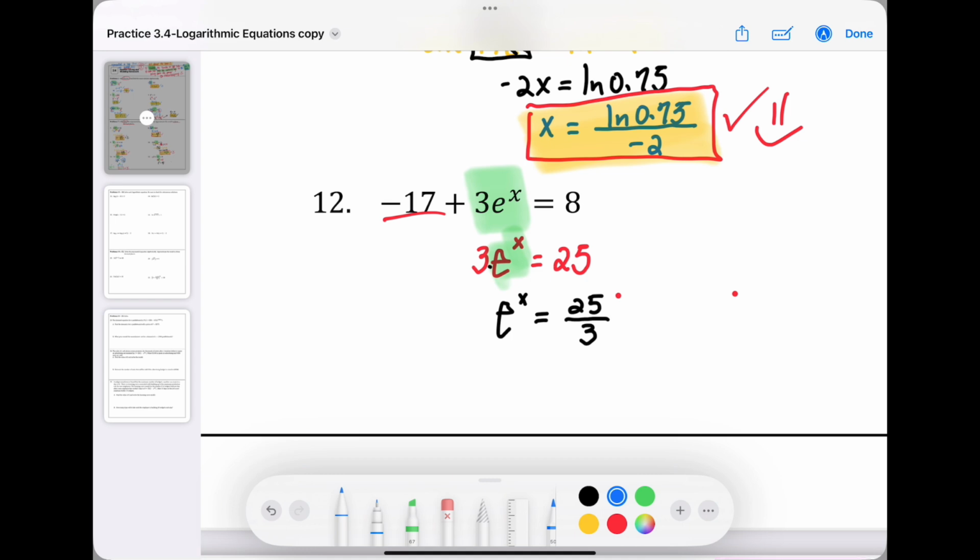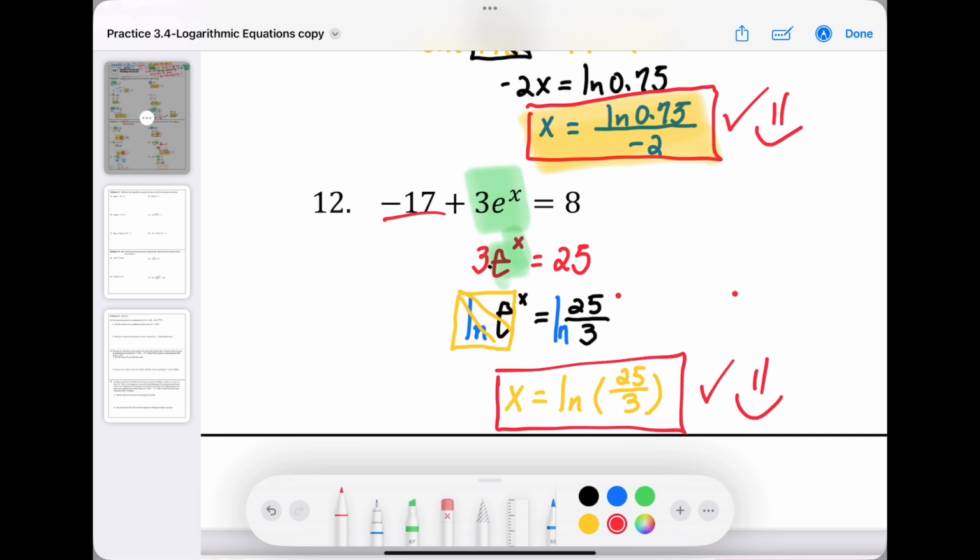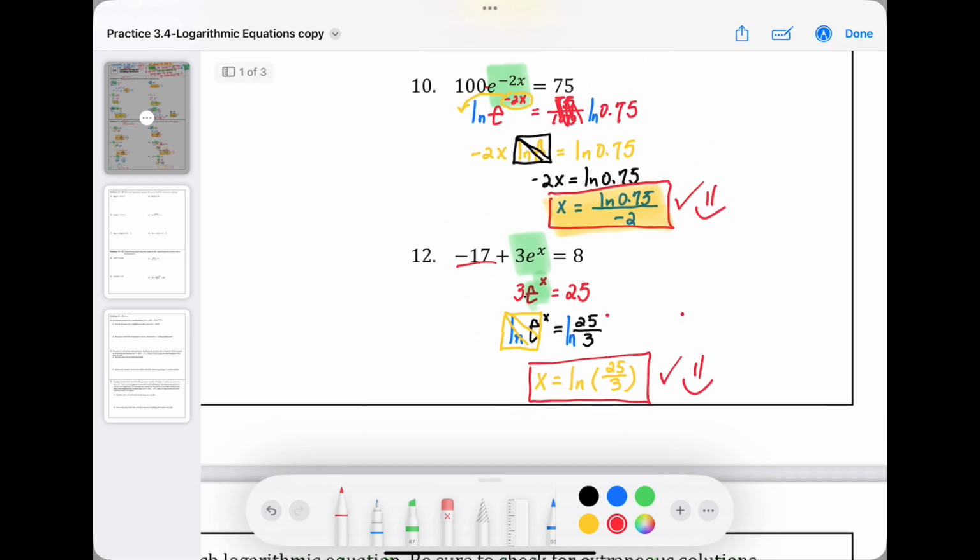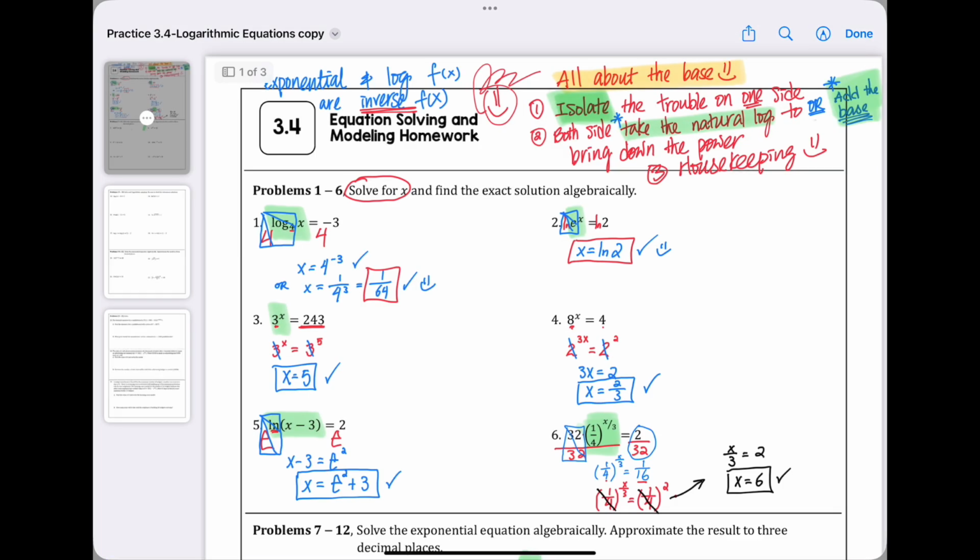Therefore, because it's an exponential function, I need a log function to undo it. So I take the natural log on both sides. And what do you see? The base is the same, so they cancel out. So natural log and e will cancel out. What you see is what you got. You got x is equal to, now activate your eagle eye, natural log of 25 divided by 3. And yes, indeed, this is my perfect answer.